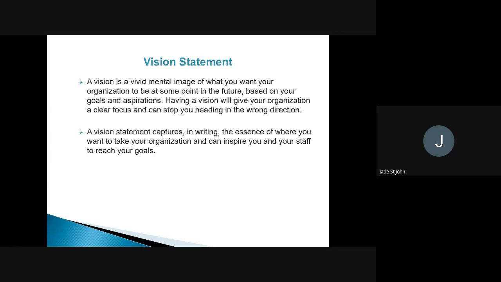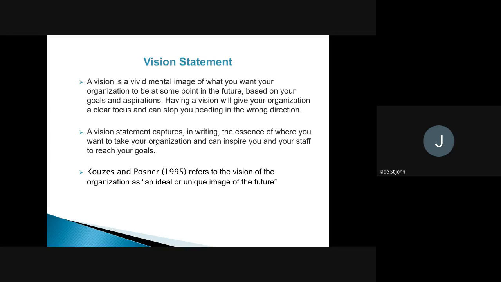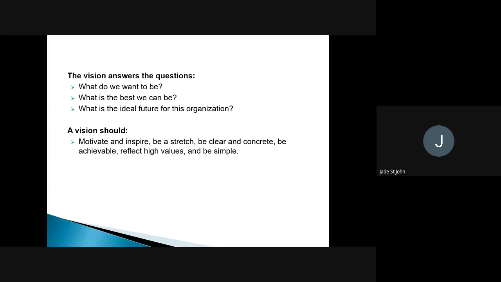It could be simple, but it must be impactful, right? Cousins and Posner refer to the vision of the organization as an ideal or unique image of the future. Albrecht terms it an image of what the people of your enterprise aspire for it to be or become. The vision answers the question, what do we want to be? What is the best we can be? And what is the ideal future for the organization?